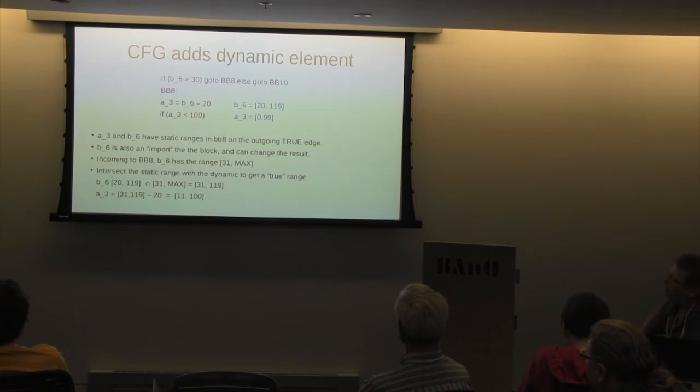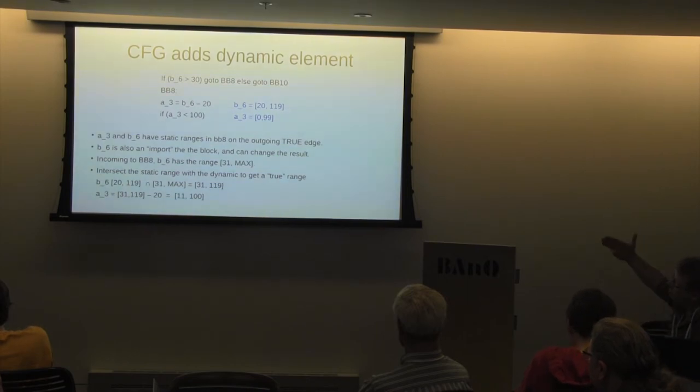So I talked about the static range being the invariant stuff that the basic block generates. In order to get more interesting results, we have to look at what the other basic blocks are doing and how they feed into this one. Here's the same example we had. The ranges that are statically calculated are shown there.